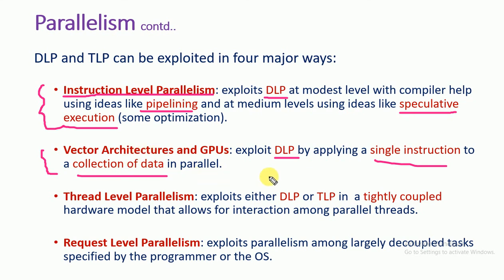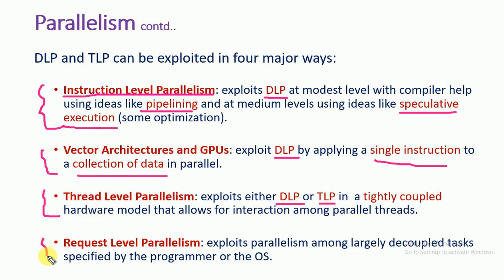There we require the usage of data level parallelism. Similarly, the third one is thread level parallelism. It exploits both data level parallelism and task level parallelism for tightly coupled hardware that allows interaction among parallel threads. So a large task can be divided into multiple subtasks, and if those different tasks can be executed in parallel, we can use thread level parallelism. Many languages use thread level parallelism for processing more data, and especially for processing more tasks.